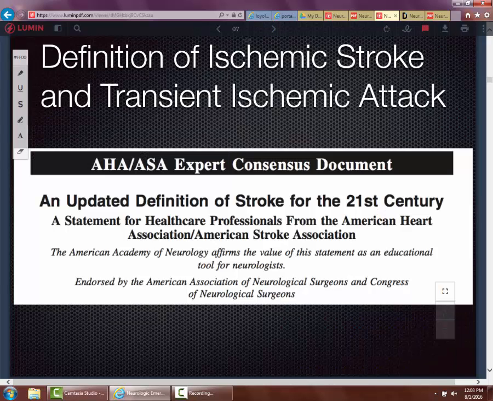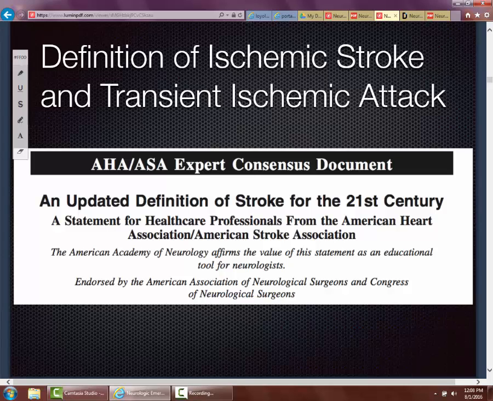The definition of ischemic stroke and TIA have changed since I was a medical student. It changed in 2013. The AHA updated the guidelines, and basically it's no longer a time-based definition. Previously, if you had a neurologic deficit referable to a vascular territory and it was less than 24 hours, we called that a transient ischemic attack, and if it was greater than 24 hours, it was called an ischemic infarction.